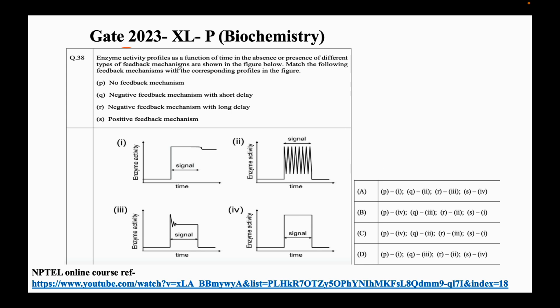After matching the enzyme activity profiles with these mechanisms. So let's first discuss what the feedback mechanisms are. Also to mention, this is the NPTEL online course reference in which the feedback mechanisms and different types are explained.